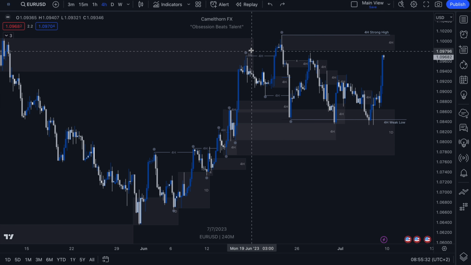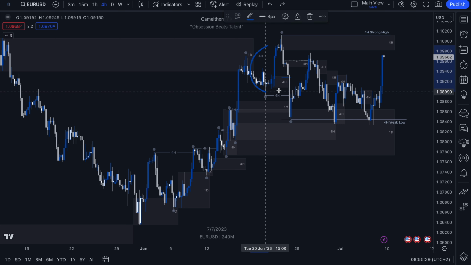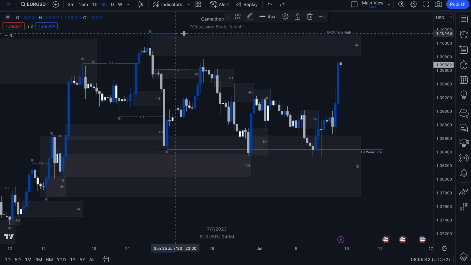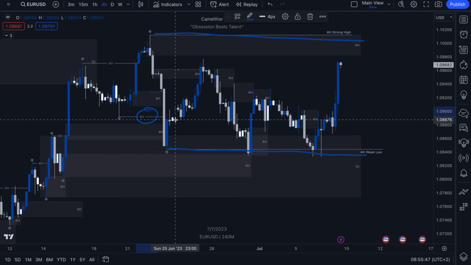You can see that after the initial mitigation, price action went ahead and printed this 4-hour CHoCH. And it is off the back of this 4-hour CHoCH that we are now trading within this bearish 4-hour range, with this being our most recent 4-hour break of structure.